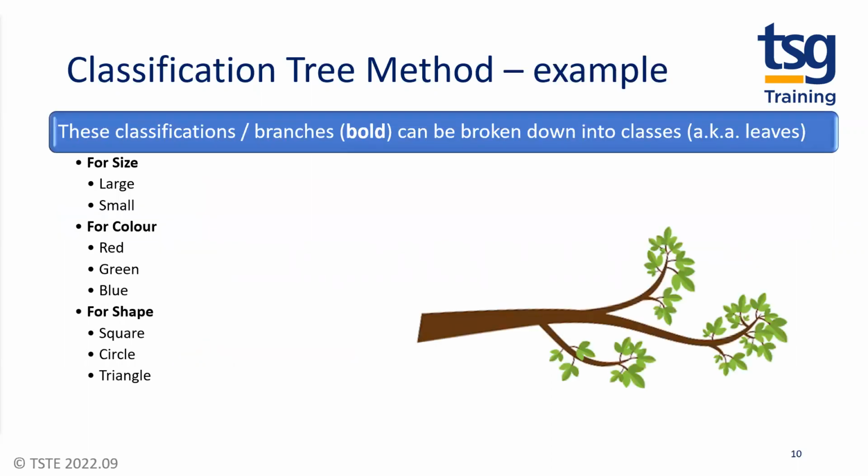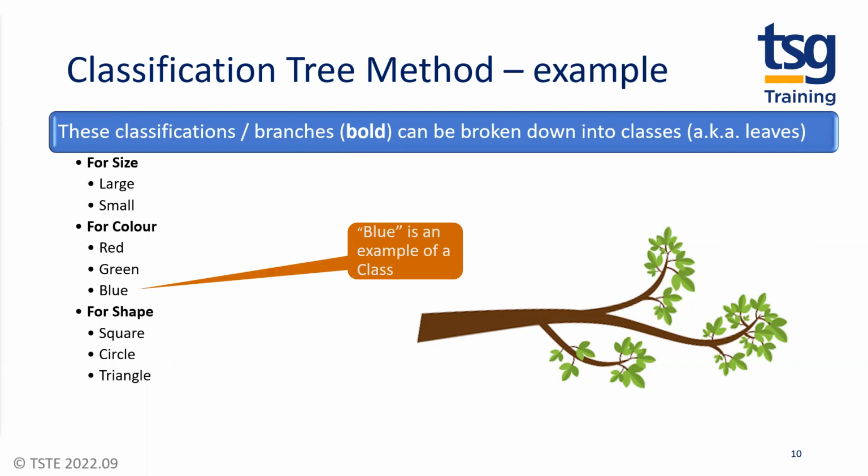And these classifications can be broken down into classes, as you can see. These classifications are also known as branches, and the current order has asked for a mixture of sizes, both large and small, and these are classes, and the shapes being squares and circles and triangles. And the shapes can also be different colours, red, green, or blue. So blue is an example of a class. So the text in bold, that's the classifications, and the bullets under them, those are the classes.